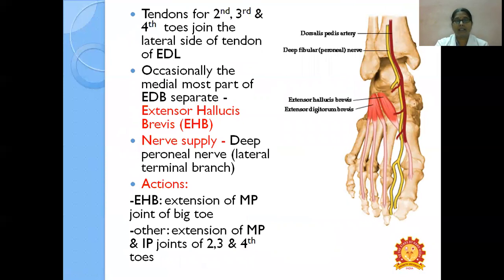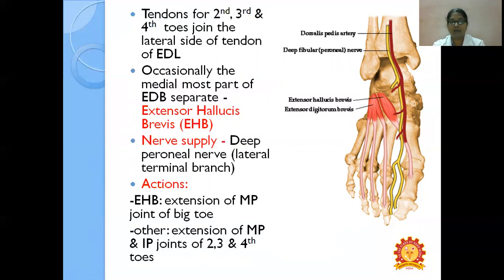So the tendons of the second, third and fourth toes join the lateral side of the tendon of extensor digitorum longus. So the slips of the extensor digitorum brevis, the second, third and fourth slips, join the lateral side of the tendon of extensor digitorum longus. Occasionally, the medialmost part of the extensor digitorum brevis may separate and exist, and it gives us a separate slip.